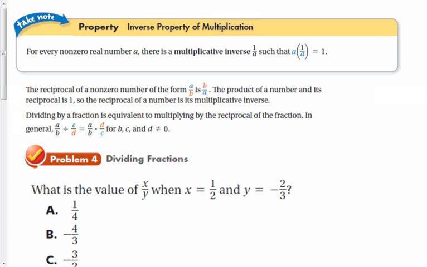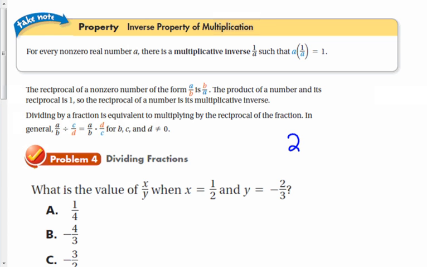Another useful property is the inverse property of multiplication. For every non-zero real number a, there's a multiplicative inverse 1 over a, such that a times 1 over a equals 1. And the reciprocal of a non-zero number of the form a over b is b over a. The product of a number and its reciprocal is 1. So the reciprocal of a number is its multiplicative inverse. To divide fractions, we are going to multiply by the reciprocal of a fraction.